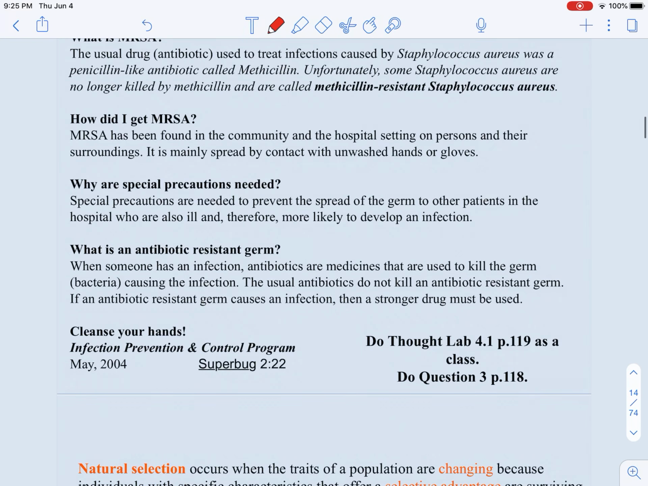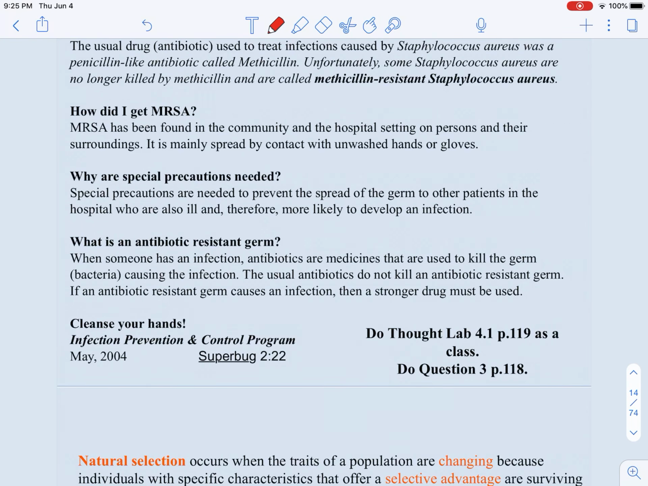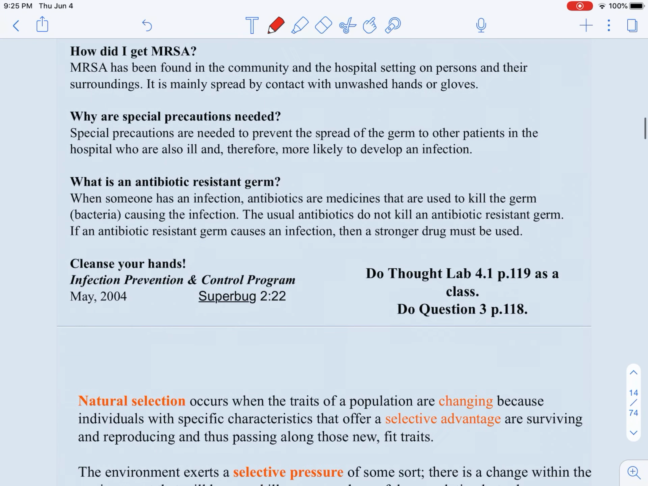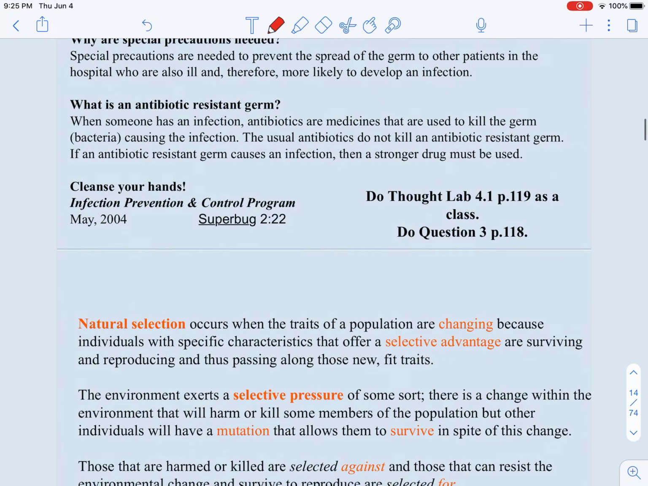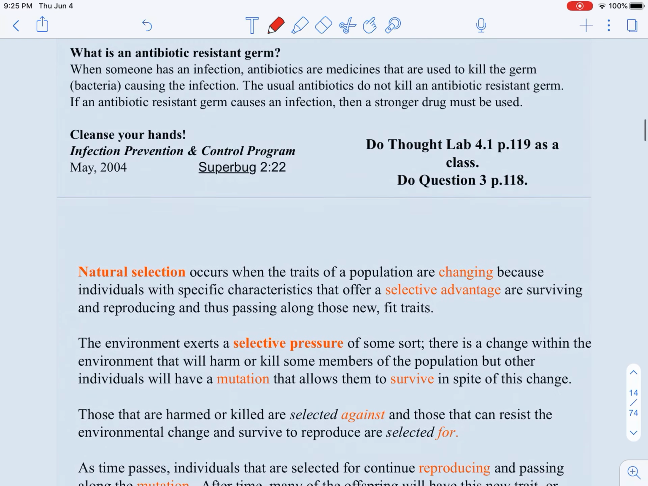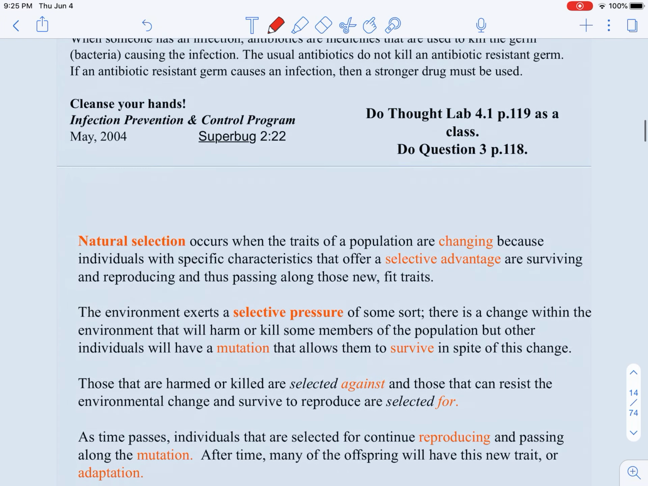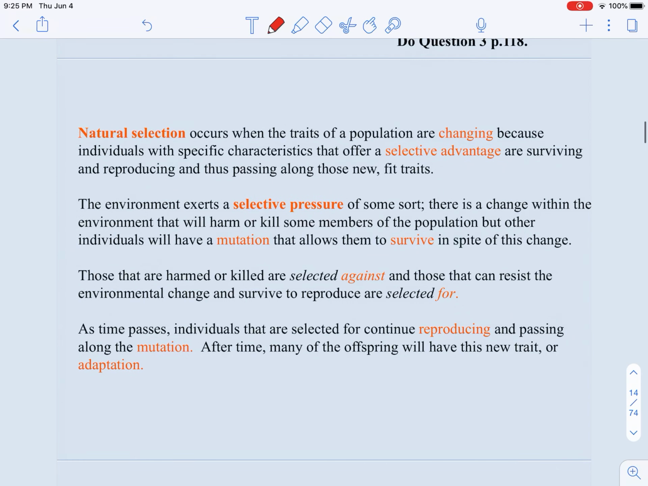So MRSA basically has been sometimes spread in hospitals, and very dangerous, because if someone has a low immune system and they're already in the hospital with something, and we don't have an antibiotic that will work because it's a superbug and is resistant to all the antibiotics, they can become deadly infections when you get a MRSA infection.